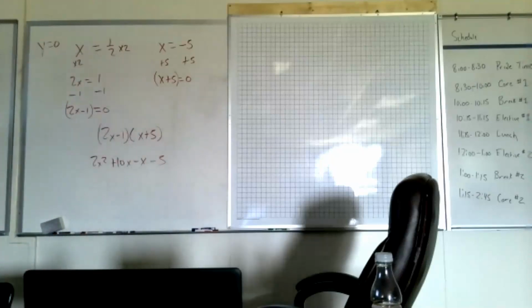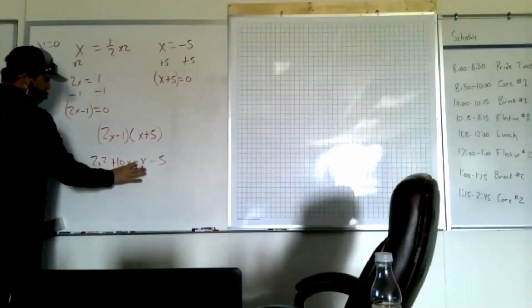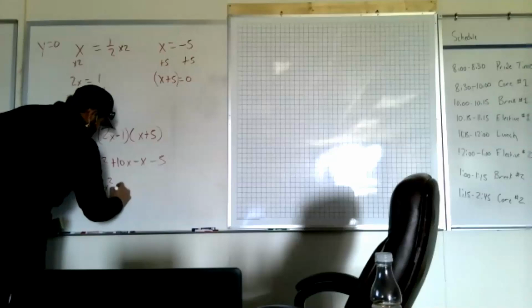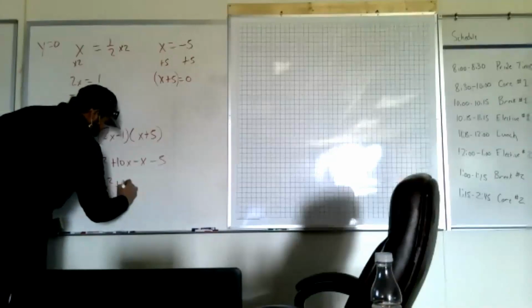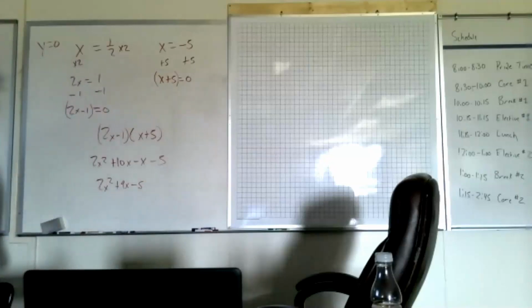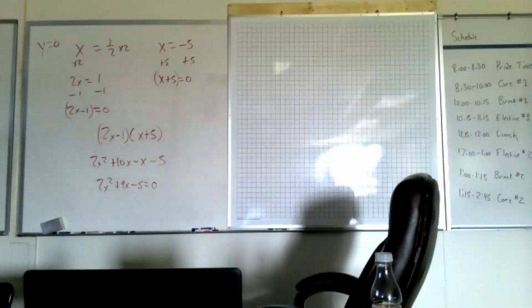Okay, after you do all of the multiplication, you can simplify like terms, your 10x and your -x. So that gives you 2x squared plus 9x minus 5. Okay, and that set equal to 0 is our quadratic equation set in standard form.